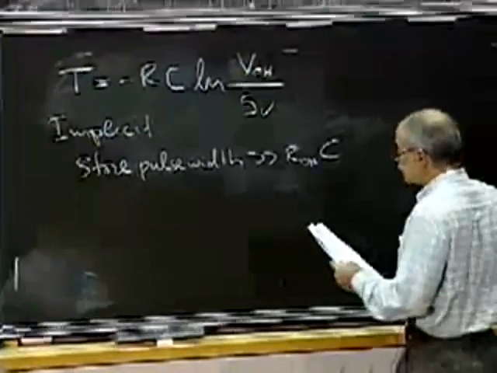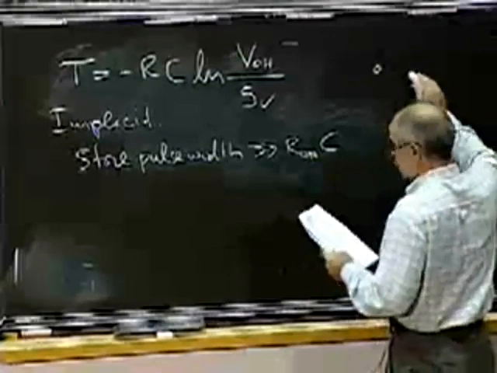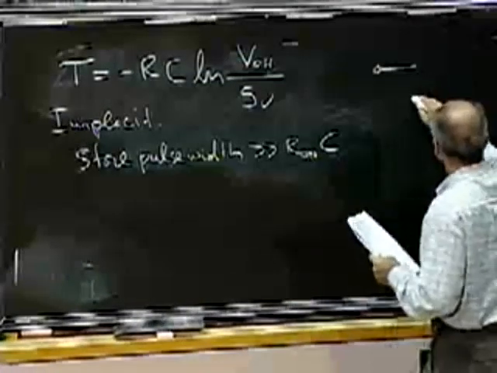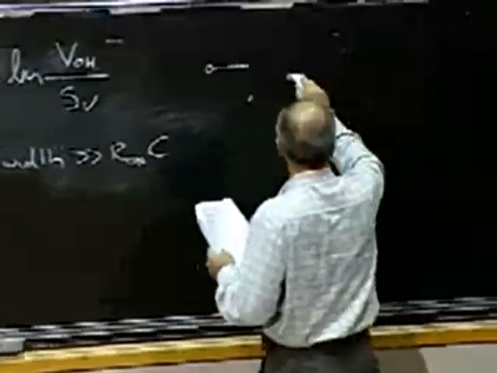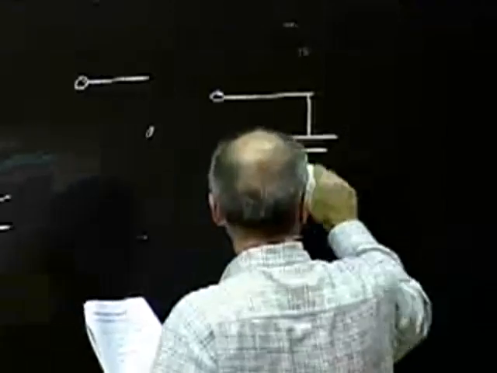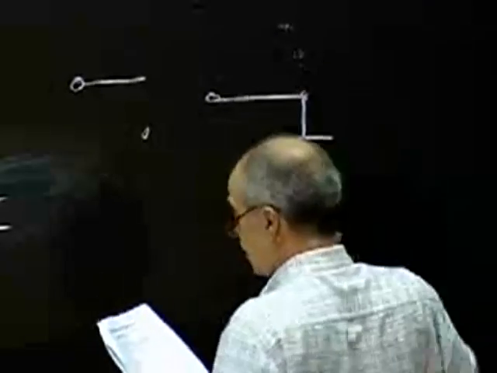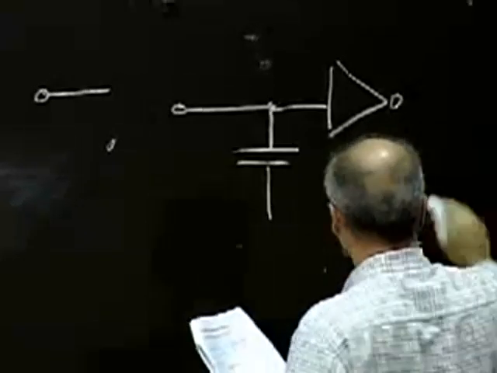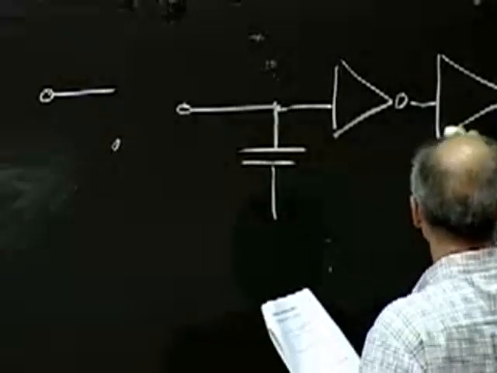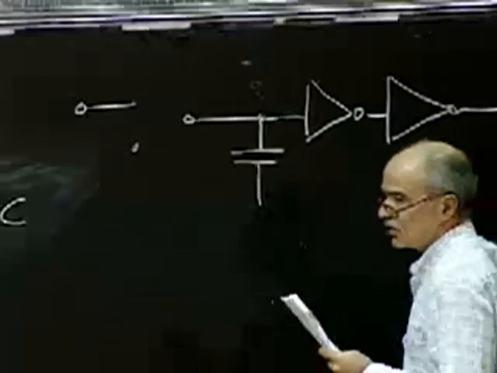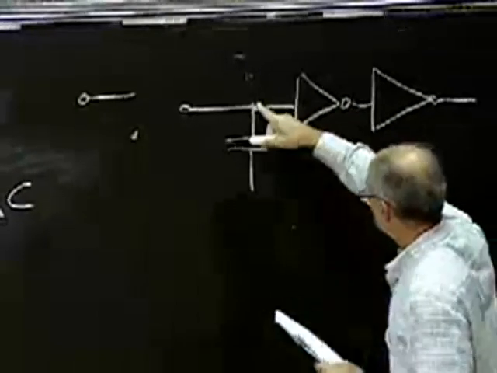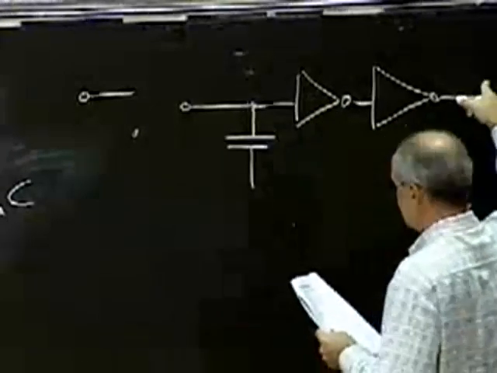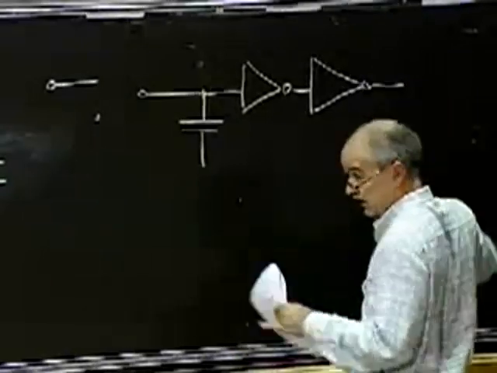So here's our memory element again. Here's the capacitor. So this is the storing node. Now I'm going to put a buffer. In fact, I'm going to put 2 buffers here, or 2 inverters, I should say, because if I'm storing a 1 here, I want to be able to see a 1 here as well.